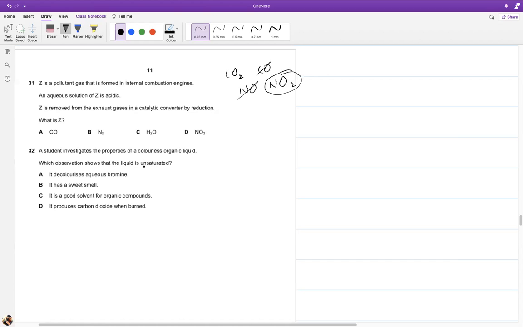A student investigates the properties of a colorless organic liquid. Okay. Which observation shows that it is unsaturated? Saturation का test क्या होता था? Unsaturated मतलब double bonds or triple bonds. So decolorizes aqueous bromine. Yes, because it undergoes addition reaction. Sweet smell. Esters हो सकते हैं. This doesn't tell me that it's unsaturated. Good solvent, doesn't tell me anything about it. Maybe the intermolecular forces are similar, but who cares? It produces carbon dioxide when burnt. Bhai, हर organic compound produces carbon dioxide when burnt.